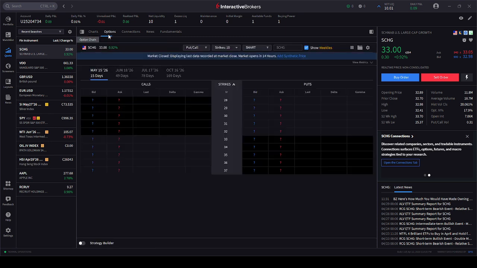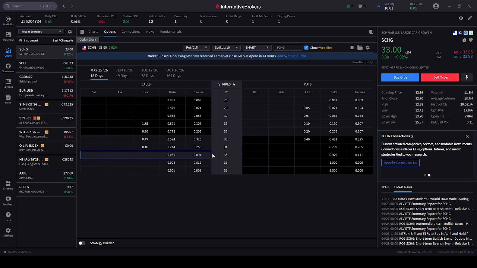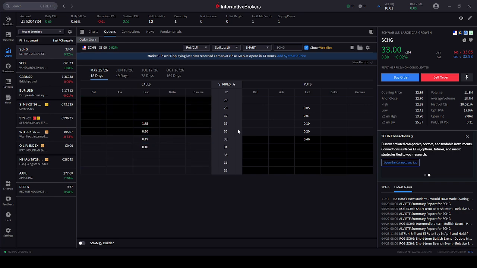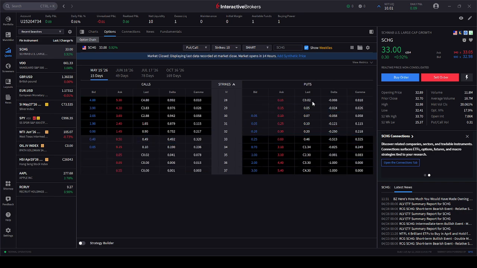This is where you can find the options related to that security. Next, look for the option chain related to your chosen stock or index. In this section, you will see various options listed, usually organized by expiration date. Click on the option you want to examine. After selecting the option, look for a details pane, which typically contains essential metrics, including the Greeks.